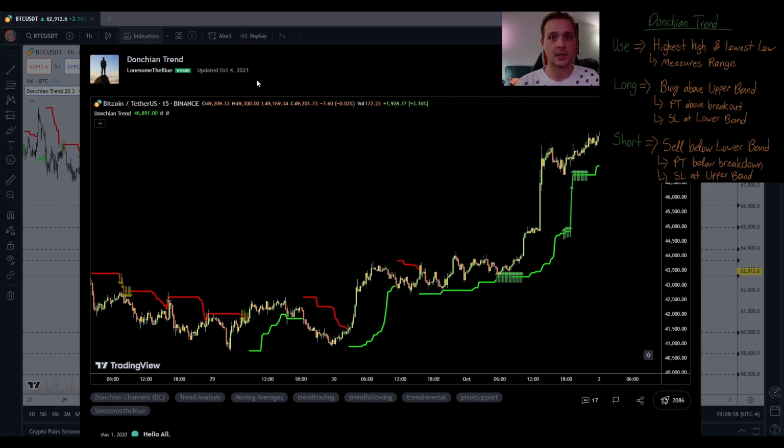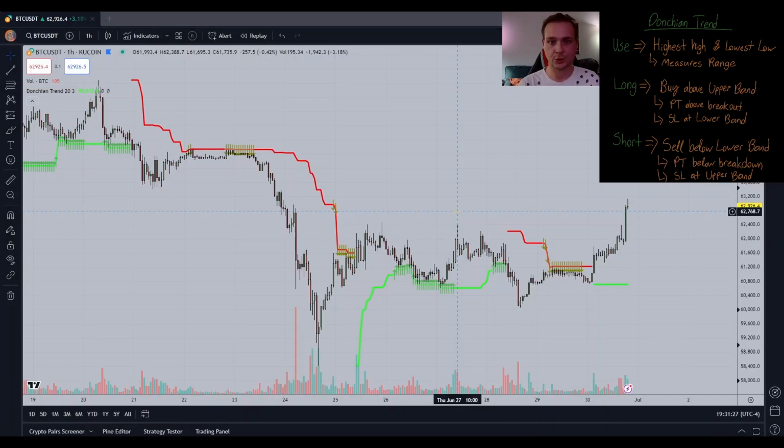Now our first indicator is going to be the Donchian Trend, and you can find it right here on TradingView. The Donchian Trend is a range indicator that measures the highest high and the lowest low of any given range, and that's helpful in determining critical levels as to when to enter and to close.